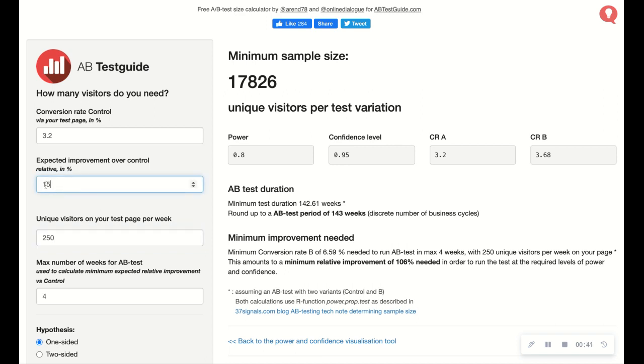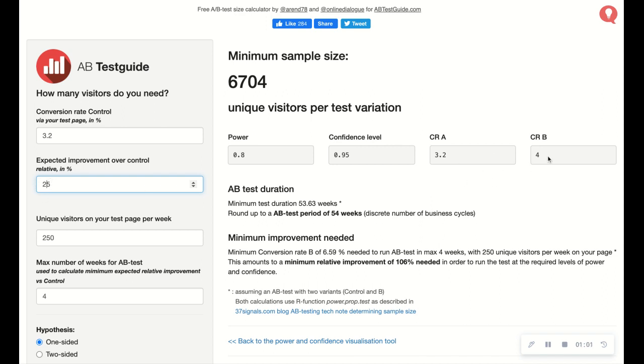And the minimum detectable effect by default is 15%. So if your current is 3.2, then you want to detect 3.68. We can increase this a bit because it dramatically reduces the amount of traffic you need. So if you're going for bigger effects, you need less traffic.